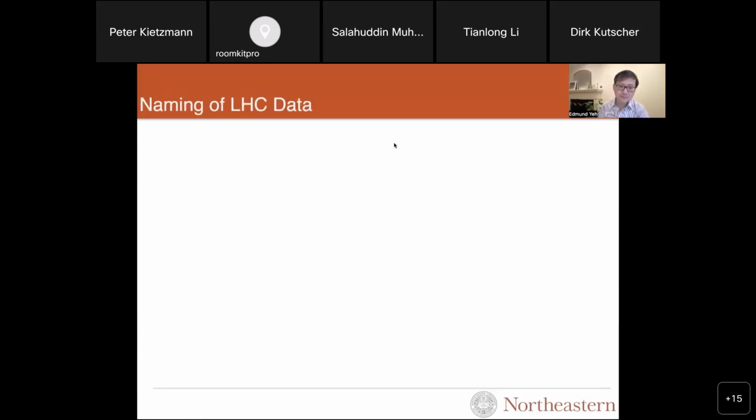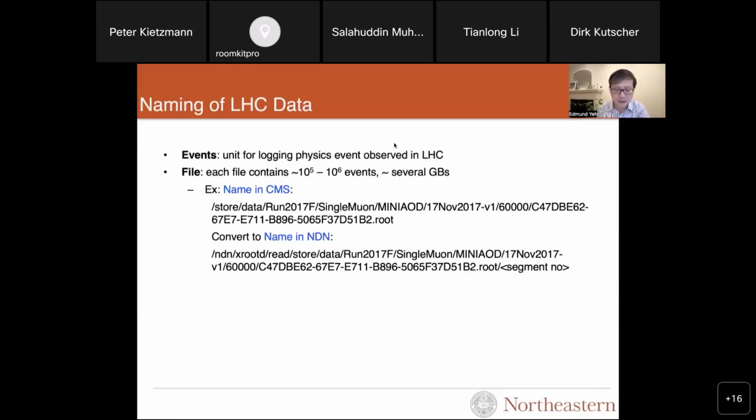All right. First thing I want to talk about in the project is the naming of LHC data. In the Large Hadron Collider experiment, there are events, which are units for logging physics events, essentially collisions observed in the Large Hadron Collider, which is sitting at CERN in Geneva. And files are a fundamental unit of data. Each file contains around 10 to the 5 to 10 to the 6 events, and they are on the order of several gigabytes.